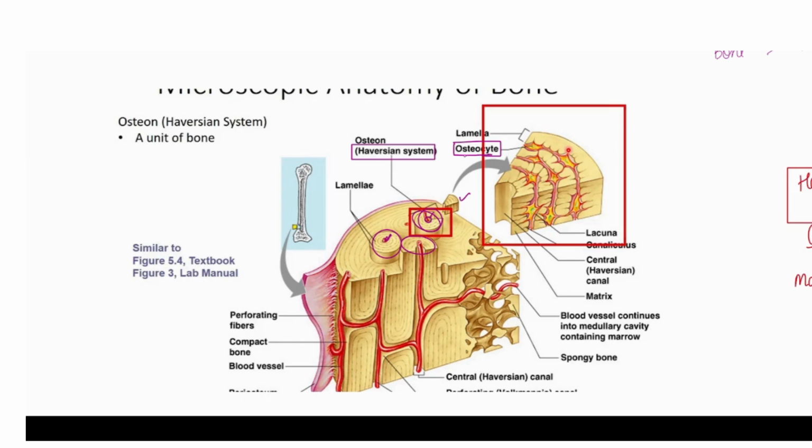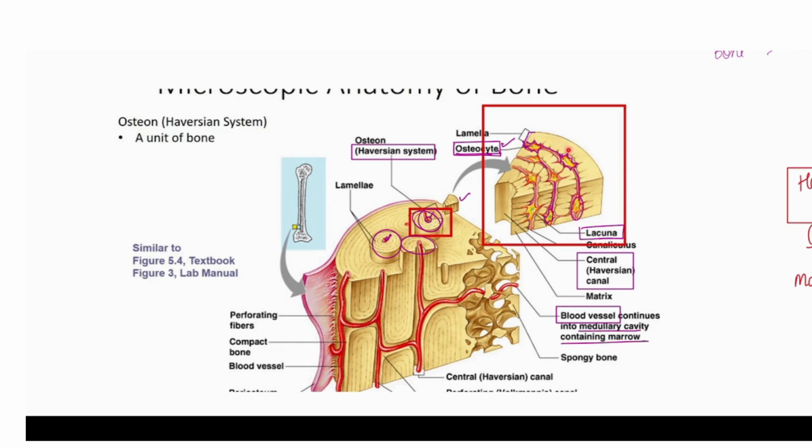So here the osteocytes are the cells, as I showed you, star-shaped cells arranged in a ring-like pattern, attached with each other and making a ring-like structure. The lamella is the layer formed because of the osteocytes, and the lacuna is the matrix. Here they are showing the matrix with the help of this lacuna. And the central canal is the one in which the blood vessels or blood supply would be present. Here the blood supply continues in the medullary cavity, which contains the marrow.